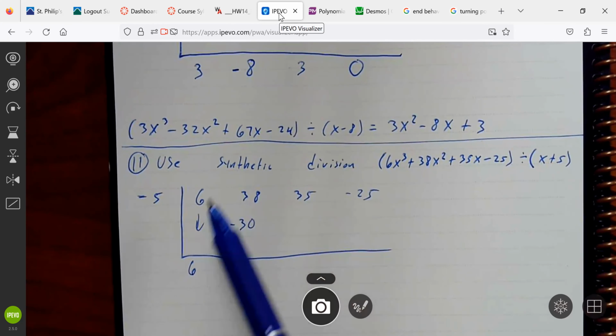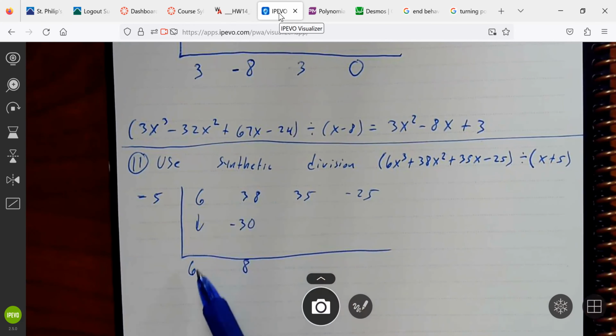All right, let's go through this. Let me slow down here. Bring the 6 down. So -5 times 6 is -30. Add them up. 38 minus 30 is 8. -5 times 8. Add them up again. -5 times -5 is a positive. We got a 0. Cool.